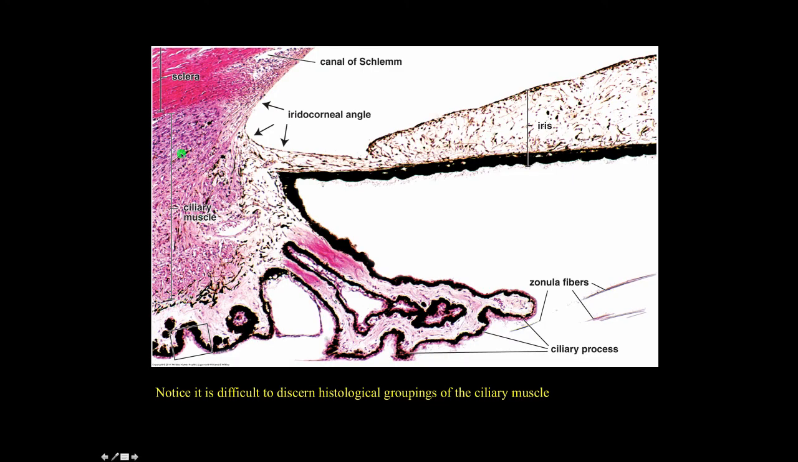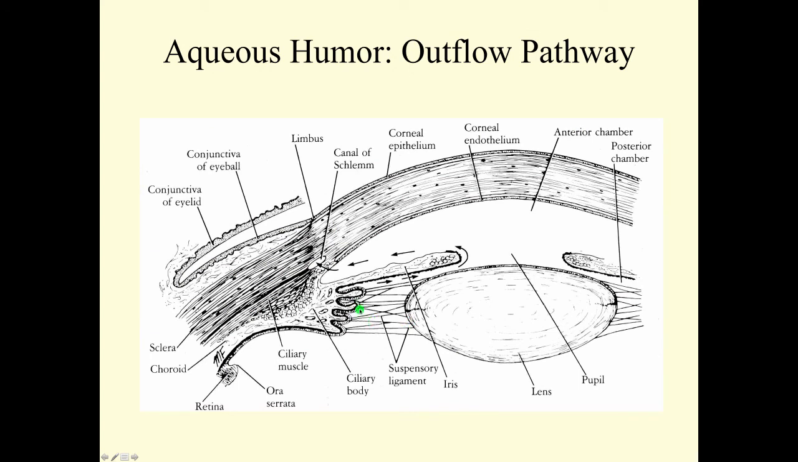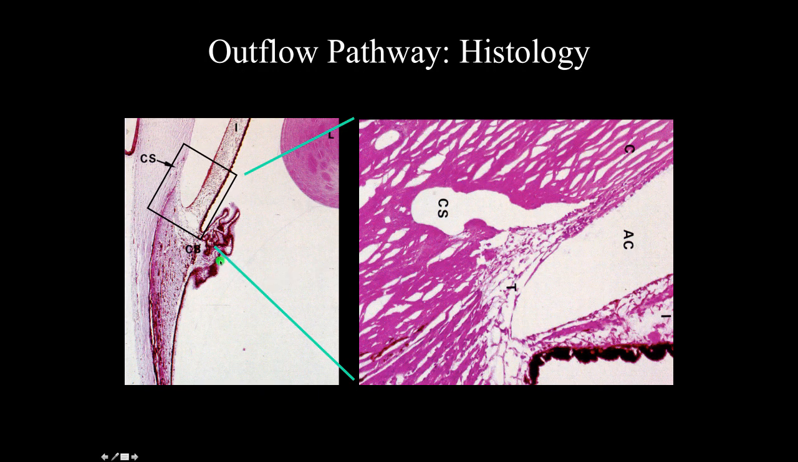Now note, as we said, it's difficult to discern the histological groupings of the ciliary muscle. The ciliary muscle is shown like this, but you really can't discern histological groupings of the different ciliary muscles. And the ciliary processes here, remember, secrete the zonular fibers and the aqueous humor. The outflow pathway for the aqueous humor, it's synthesized and secreted by the ciliary process, and it's going to flow, as we've already hinted, past the lens, around the iris into the anterior chamber to drain into the trabecular meshwork and canal of Schlemm. That's just shown here.